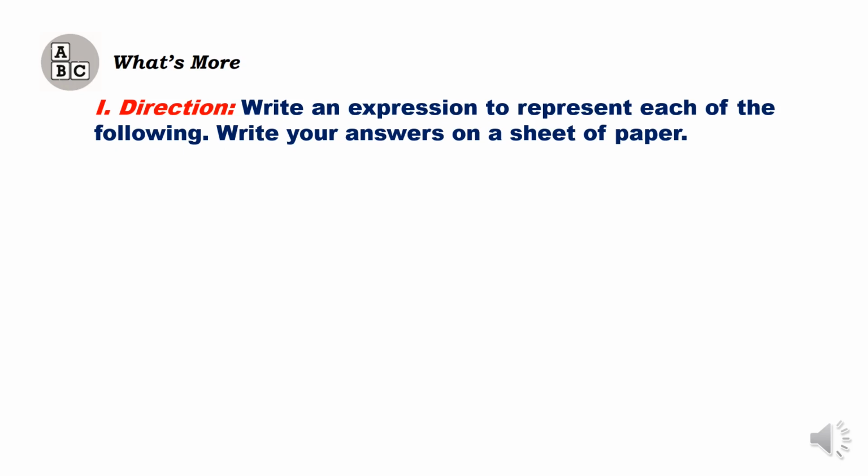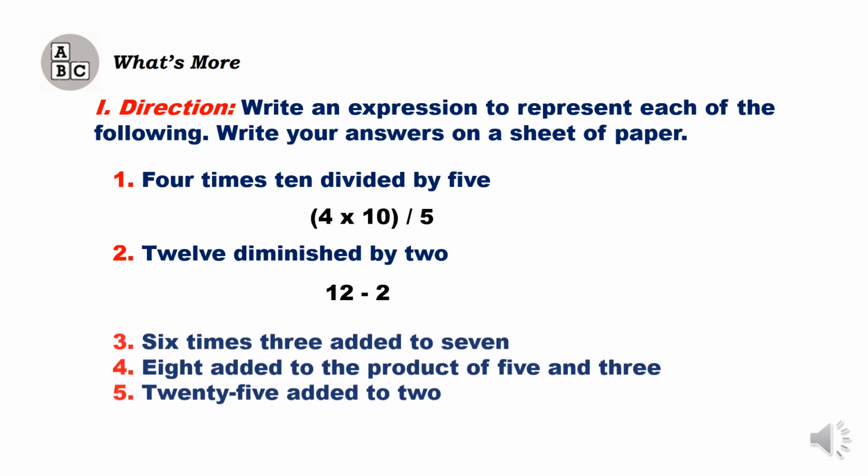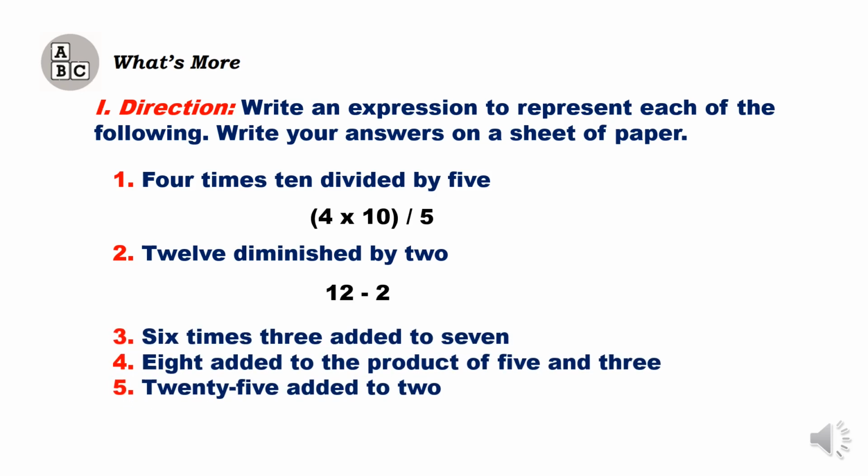Write an expression to represent each of the following. Write your answers on a sheet of paper. Number 1, 4 times 10 divided by 5. Number 2, 12 diminished by 2. Then answer numbers 3, 4, and 5.